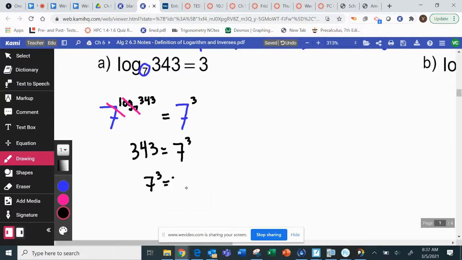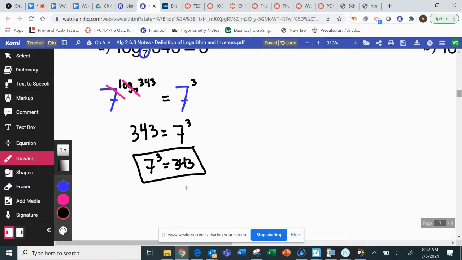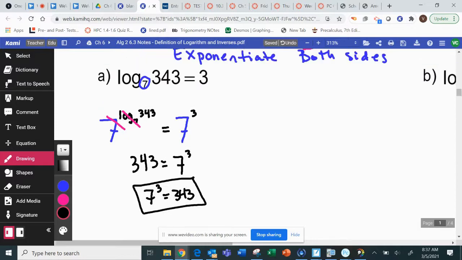Seven to the third equals 343. You see how it's in exponential form. So the original statement and this statement are equivalent. They're just different formats. I'm going to try it again.